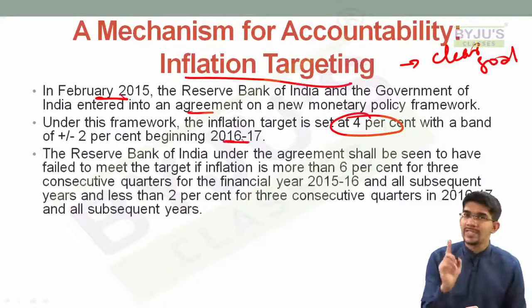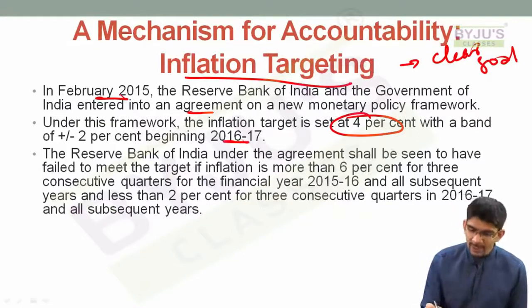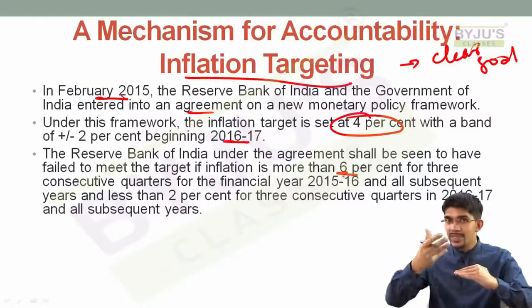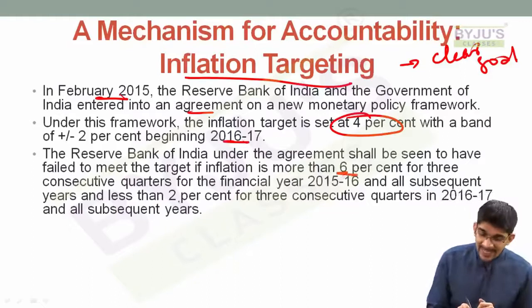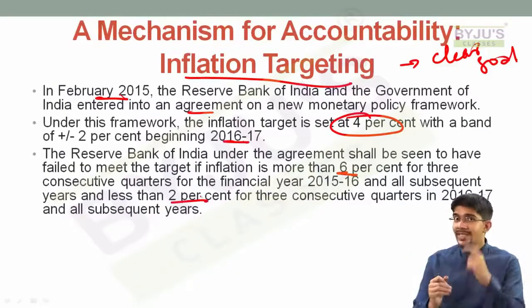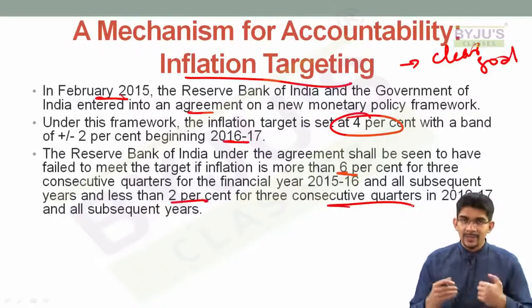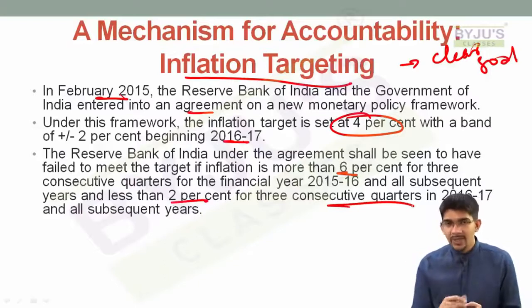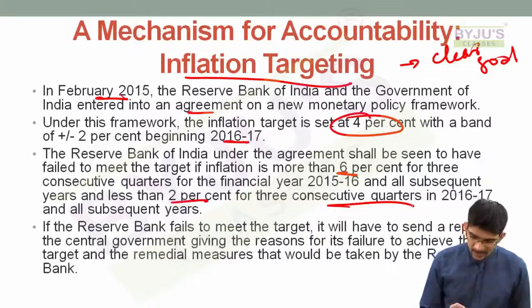This will be starting in 2016-17. So the Reserve Bank of India will be considered to have failed if it does not meet the target. So if the inflation is more than 6%, it's 4 plus 2, 6%. If it's more than that, the Reserve Bank of India will be considered to have failed. And if it's less than 2%, 4 minus 2 is 2%, again, RBI will be held accountable in consecutive quarters, if it happens consecutively. Occasional fluctuations might be acceptable, but consistently, if you're above 4 plus 2 or below 4 minus 2, you'll be held accountable for that.